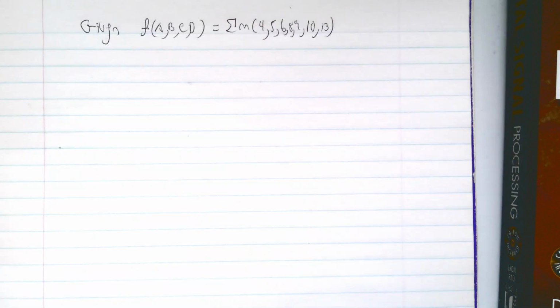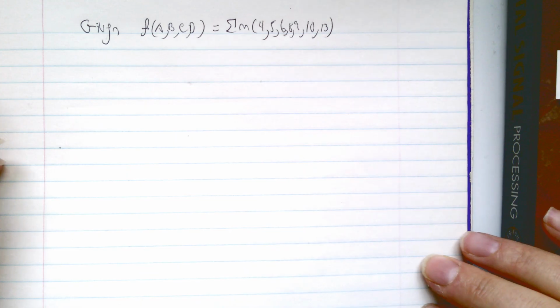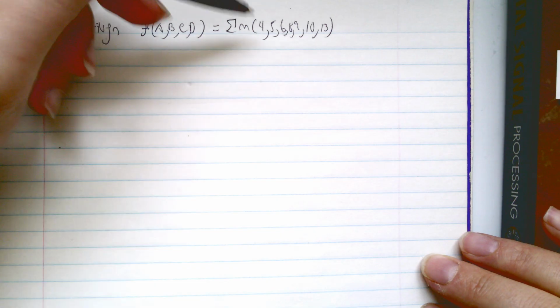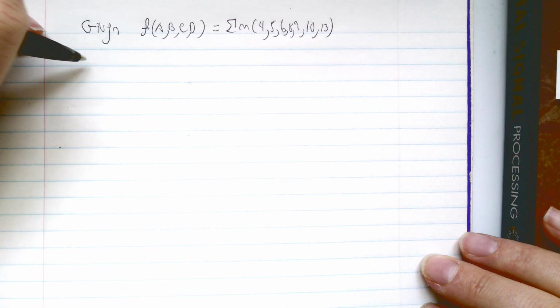Hi everybody. Just thought I would give you a brief rundown of the Quine-McCluskey method. What we're going to do here is take the given function of the canonical sum of products form using min terms 4, 5, 6, 8, 9, and 10.